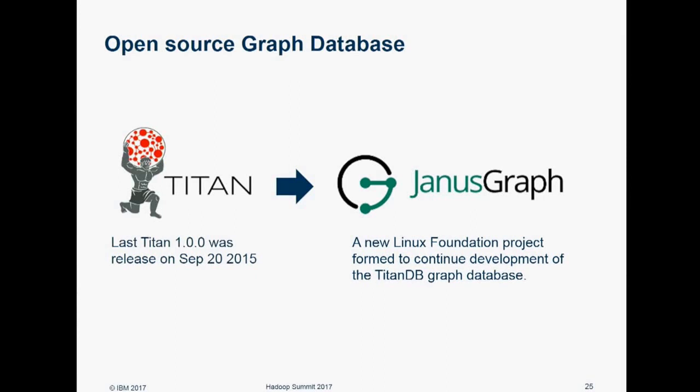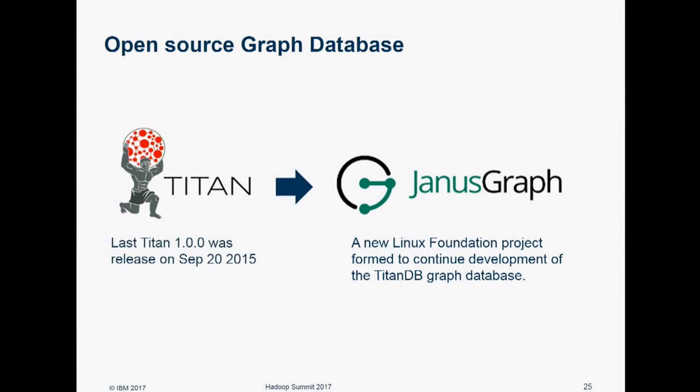IBM, Google, Hortonworks as well, picked up what has been left from Titan. And JanusGraph is a new project. It's basically a fork of Titan, but it has become a very active community now, with a lot of contributors and contributions. We're trying to carry what Titan has left over, and we will continue to work on this nice graph database. It's a new Linux Foundation project formed to continue the development of the graph database.